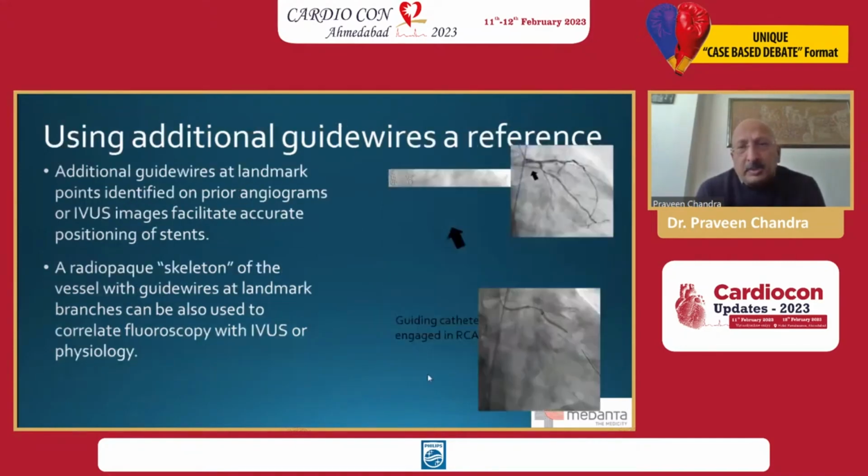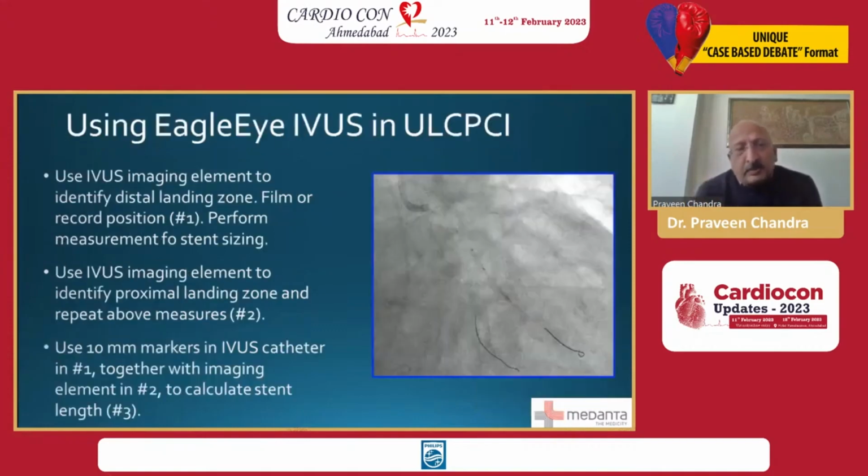And then using the additional guide wires and also the additional markers like calcification, etc., can be used to correlate with the site of stenting or the positioning of the stents. So we use this Eagle Eye IVUS in ULC PCI very commonly.